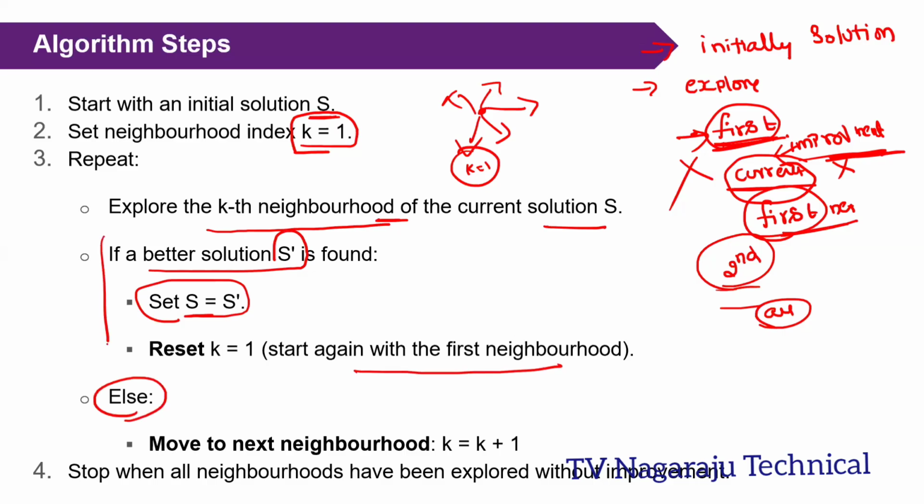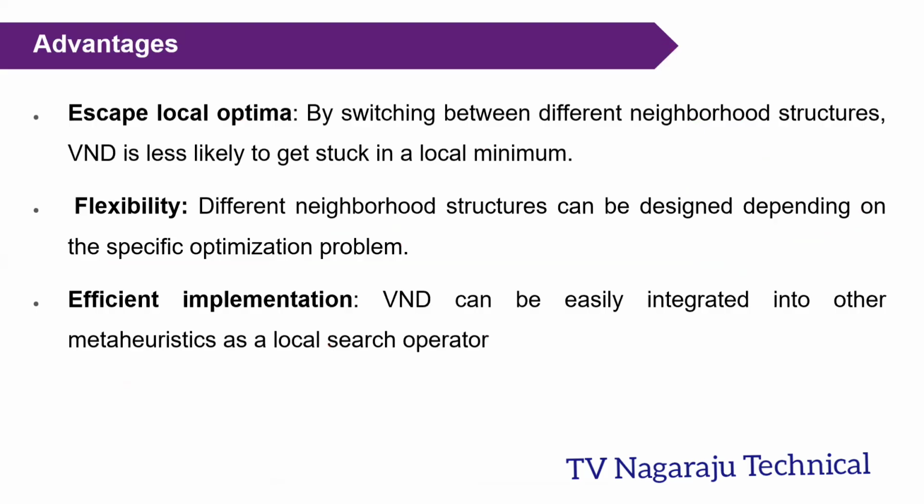If there is no improvement, move to the next neighborhood, that is k equals k plus 1. Second one, third one, fourth one. The same process is repeated until all the neighborhoods are explored, or all the nodes are completed. Clear? This is the VND algorithm. Now, the same advantage: we are escaping the local optimum. Why? We are switching between different neighborhood structures. So, there is less chance of getting stuck at a local minimum.